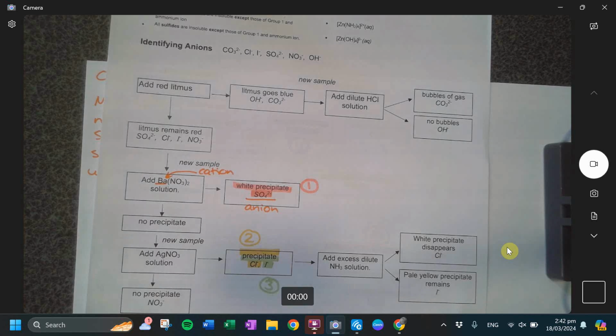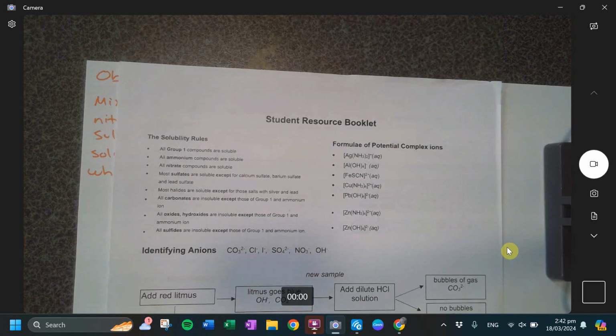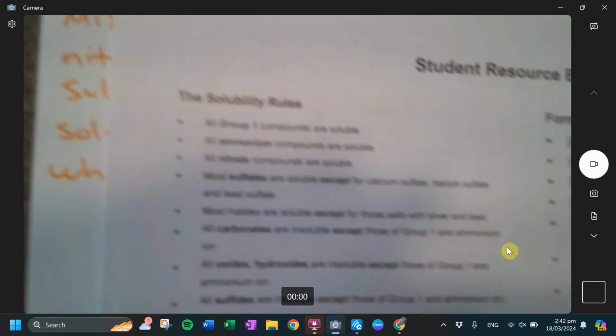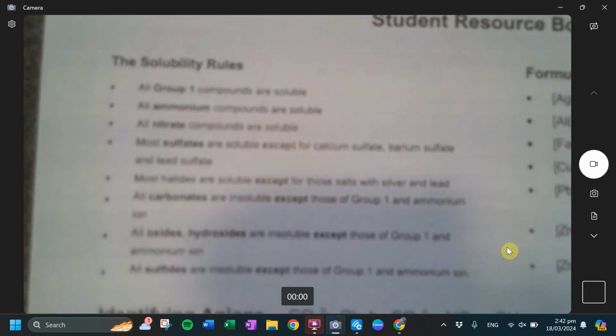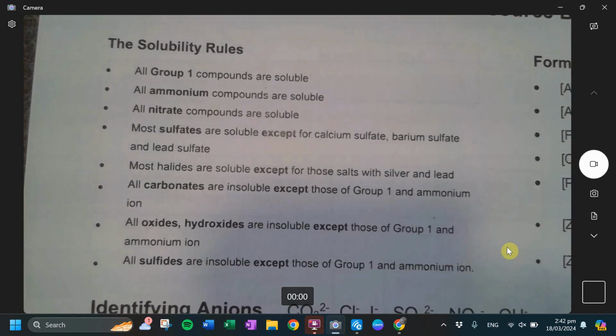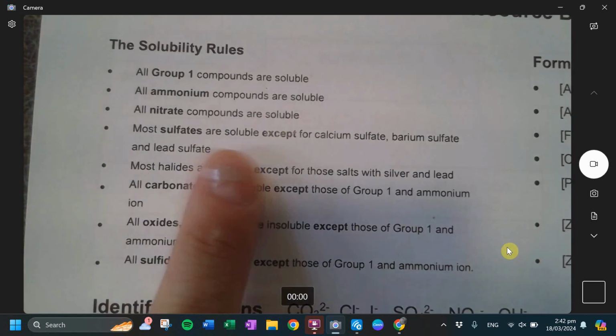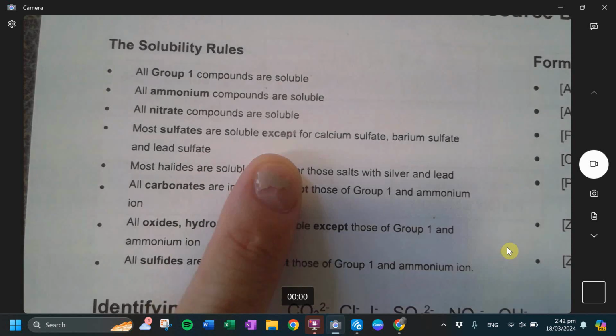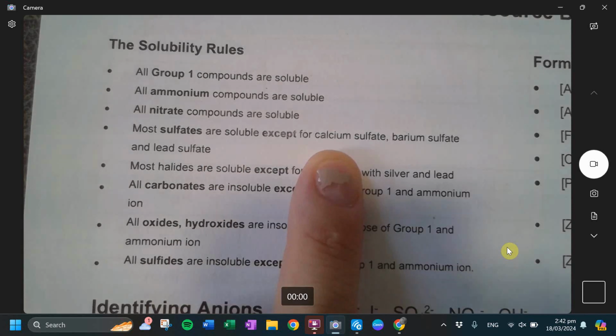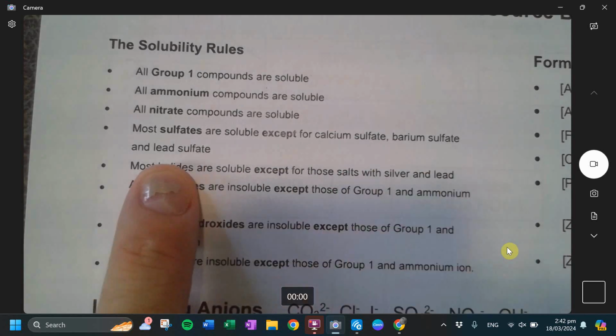Now let's check against the solubility rules if barium sulfate would be insoluble. So I've given you the solubility rules up here. I'm just going to zoom in so we can see it. I'm going to clear it. Most sulfates are soluble, except calcium sulfate, barium sulfate, and lead sulfate.